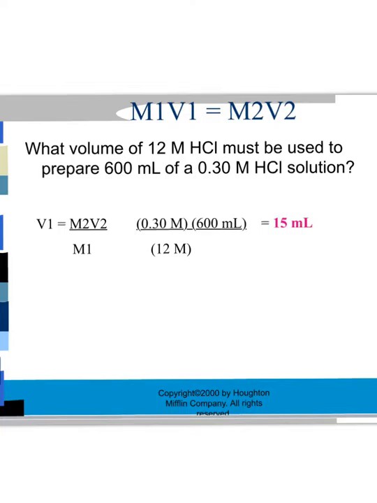All right, so this equation here, M1V1 equals M2V2. Once again, these should be little subscripts. It is written correctly in your notes. So this is a dilution equation.